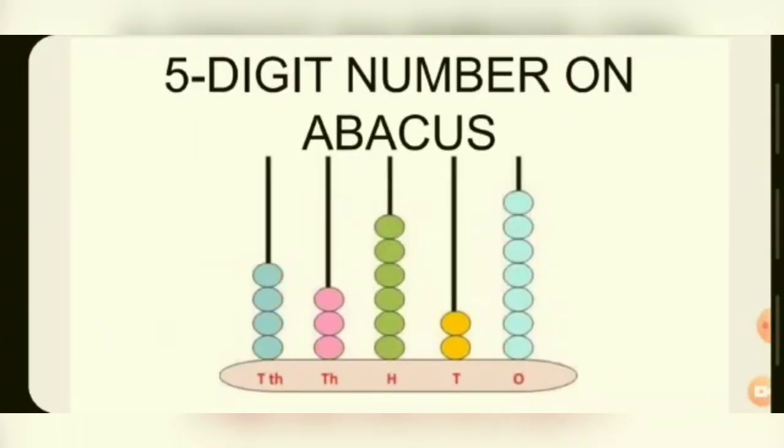The next is abacus representation of 5-digit number. How can a 5-digit number be represented on an abacus? Since it is having 5 digits, first we should have 5 spikes on the abacus. That is the first one for ones, the next is for tens, the next is for hundreds, thousands and 10,000. So, based on the number, beads can be drawn.